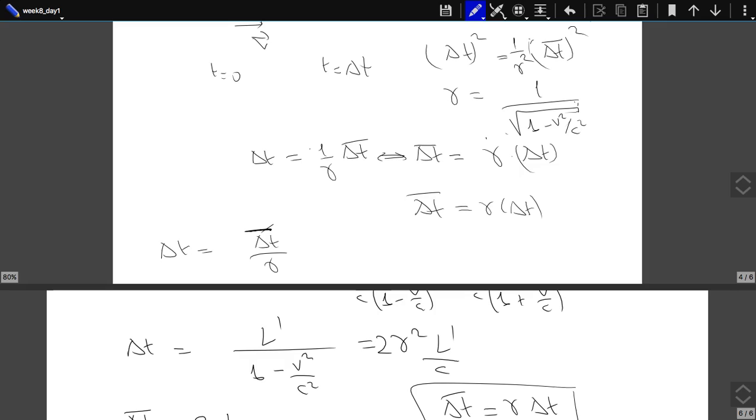Oh, hold on. Yeah, gamma is larger than 1. No, hold on, there's a mistake over here. Delta T bar over gamma is shorter. So there's a mistake that I made somewhere over here.